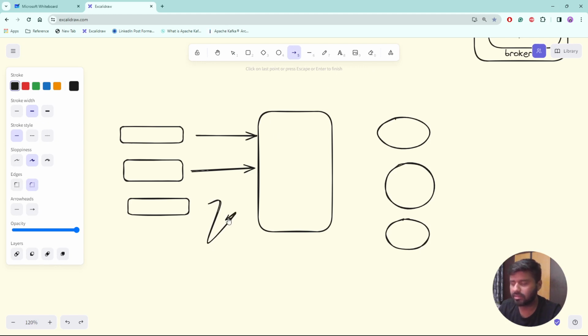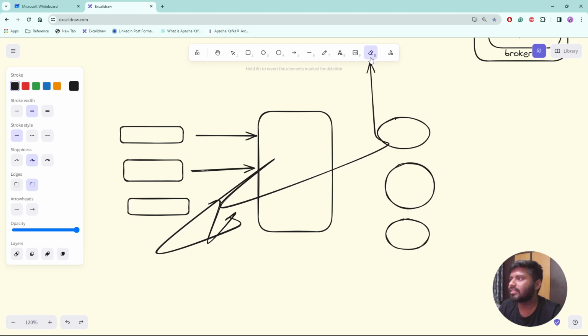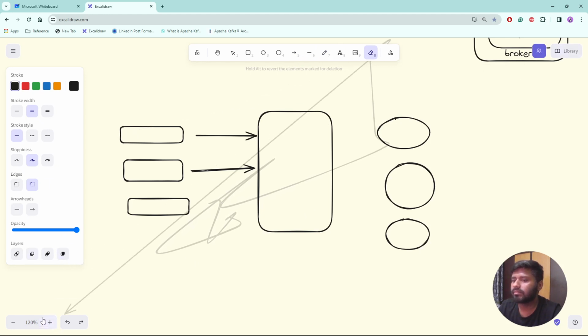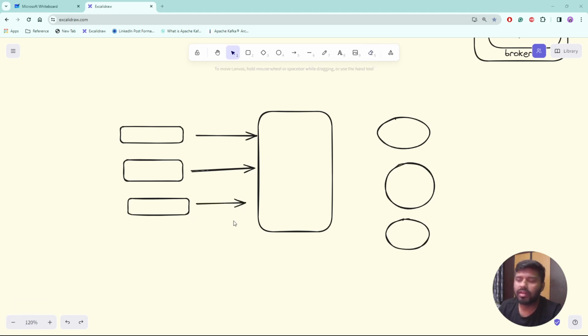Sorry about that. Something happened with my cursor. Let me just try to remove this. Okay, sorry, I was having some trouble with the cursor.